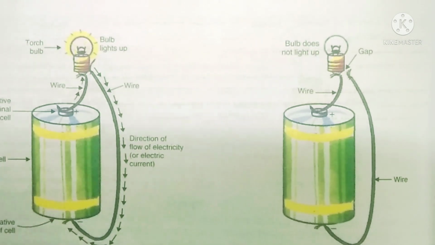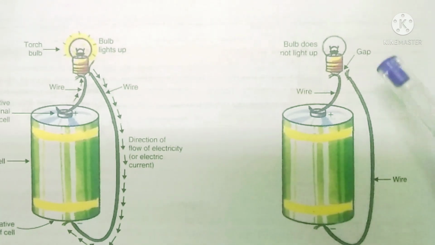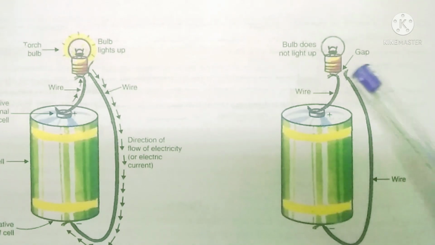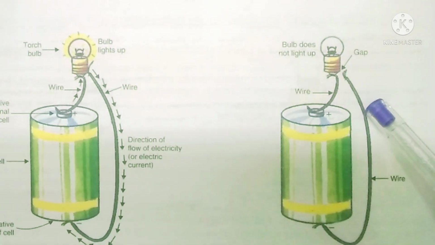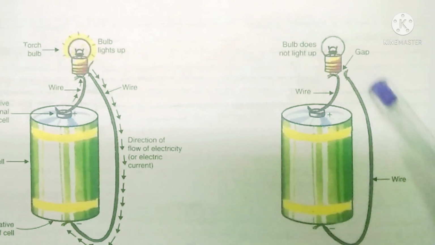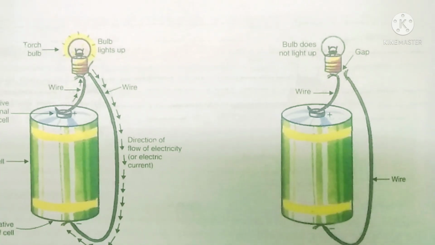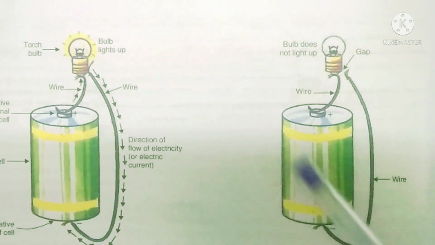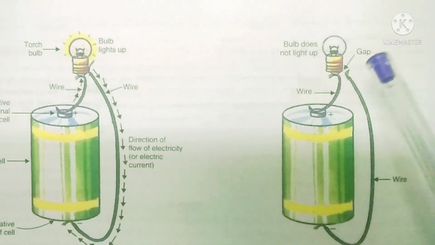Now see here, in this particular case, the bulb does not light up. The reason is this wire which connects the negative to the bulb is detached. That means there is a gap between the bulb and the wire. So such a type of circuit is called an open circuit or a broken circuit. In a broken circuit, electricity does not flow through it. So the bulb will not light up.